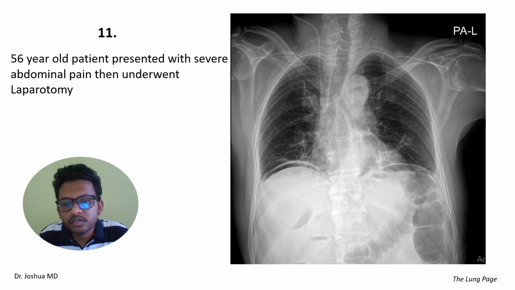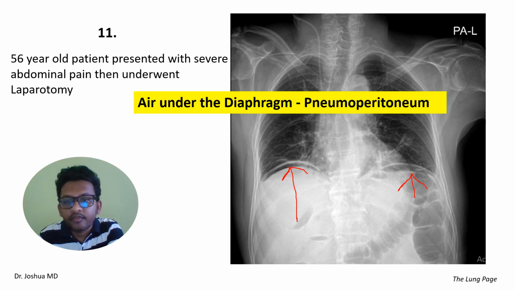Okay, what is that called? This is called air under the diaphragm. And also you can see the CV line. So what are the causes of air under the diaphragm? The causes are mainly intestinal obstruction leading to intestinal perforation. These are the main causes of air under the diaphragm, and also the patient underwent a laparotomy. After surgery also you can get this air under the diaphragm. So this is called pneumoperitoneum or air under the diaphragm. The diagnosis of this chest X-ray is air under the diaphragm, pneumoperitoneum. Okay, it's a very easy chest X-ray.